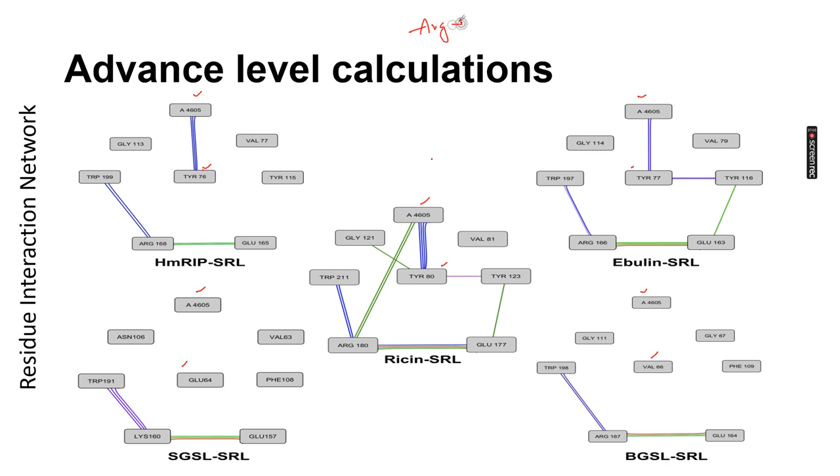Arginine and lysine, both of them are amino acids which contain the amine group. So they have the same properties. That is the reason we can see these interactions in all five proteins. That is how we observe the similarities and differences in the proteins and characterize them.